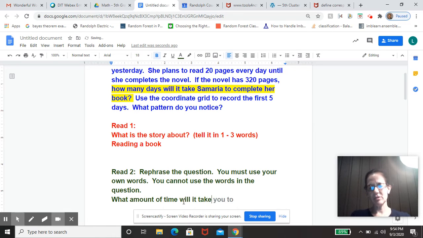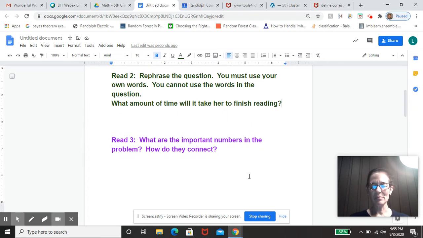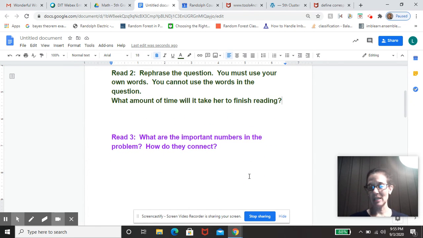I'm going to leave "will it take" for right now. I can change Samaria to her. And what's a synonym for complete? Finish. Her book, could I say finish reading? What amount of time will it take her to finish reading? Okay, so I've got, she's reading a book. What amount of time will it take her to finish reading? And one more thing I need to know in read number 3, what are the important numbers in the problem?